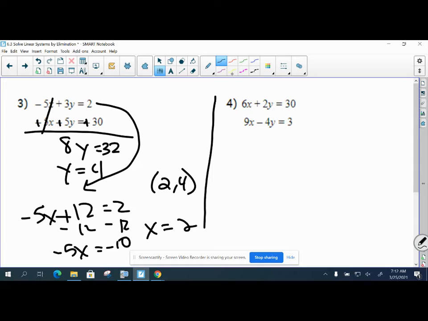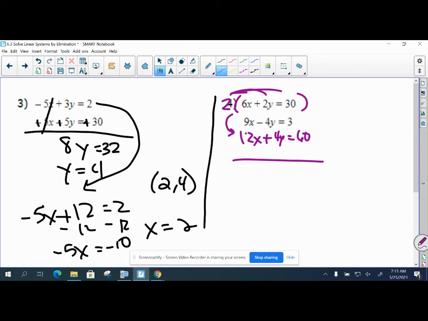Okay, and then number 4 is different because neither of the variables have the same but opposite sign. So I am going to have to multiply one of the equations and create an equivalent equation that does have the same but opposite sign. So if you look, to get the x's the same, I would have to multiply both equations by a number. But to get the y's the same, I only have to multiply the top equation by 2. And not -2, just regular 2, because that would make positive 4y and negative 4y. So the resulting equation I'm going to write down here: 12x plus 4y equals 60. So just make sure you multiply everything by 2.